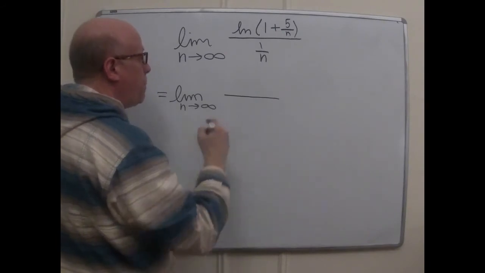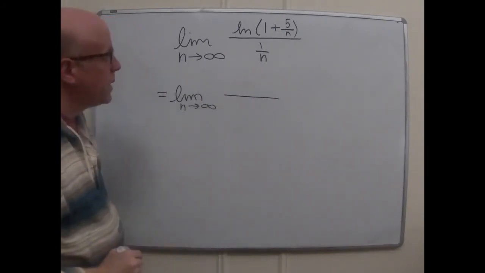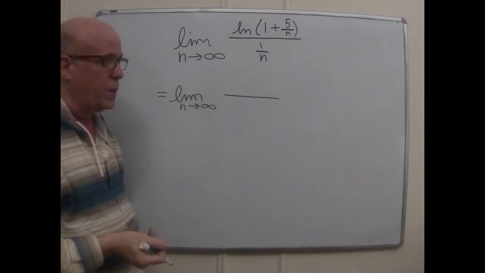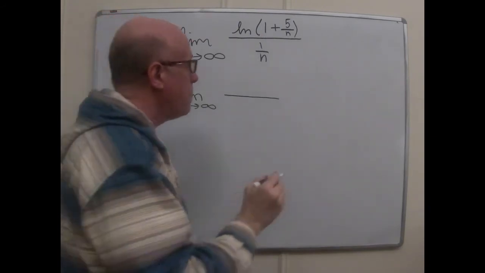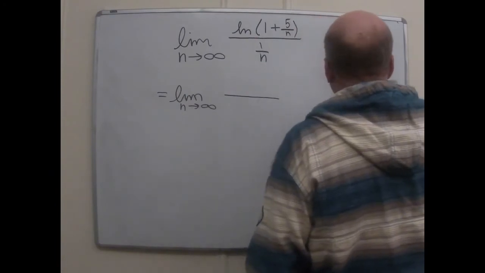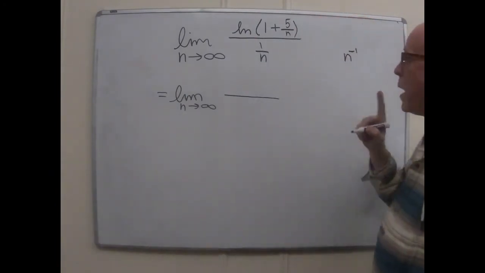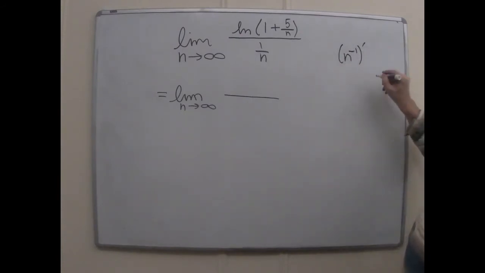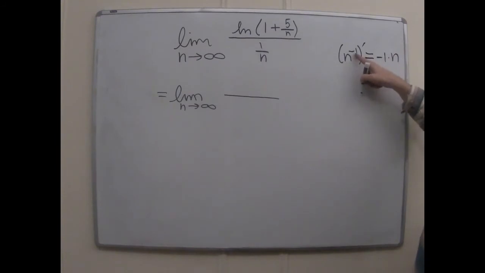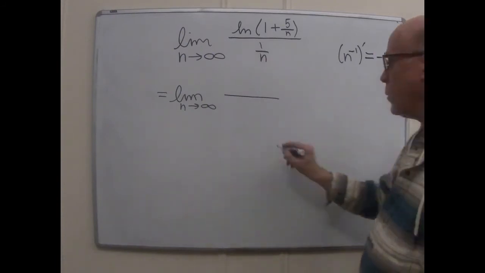All right, so I'm going to work on the bottom first. We've been doing so much integrating, it's probably a little bit of a twist to go back and differentiate. That bottom is n to the minus 1, right? And when you differentiate n to the minus 1, you get negative 1 times n to the, subtracting 1 from that, minus 2. So the denominator is negative 1 over n squared.